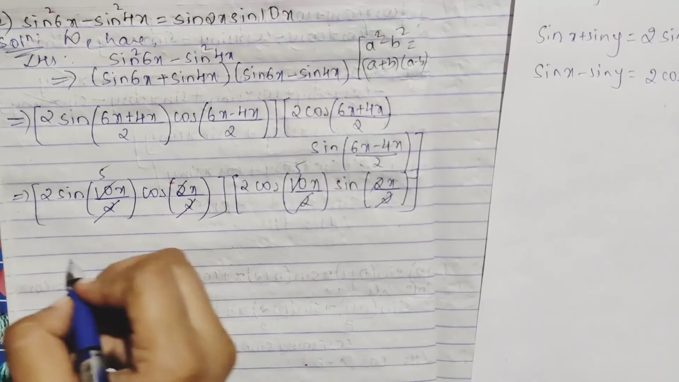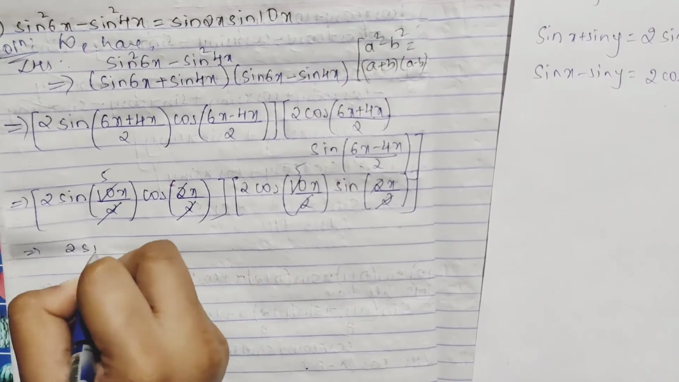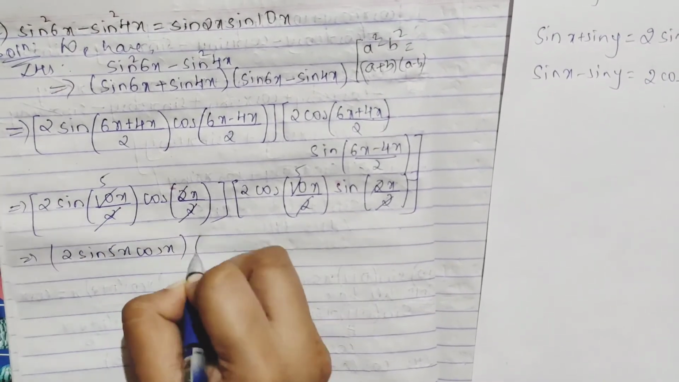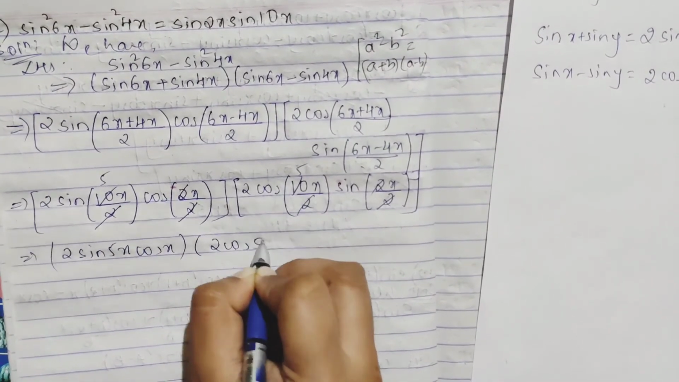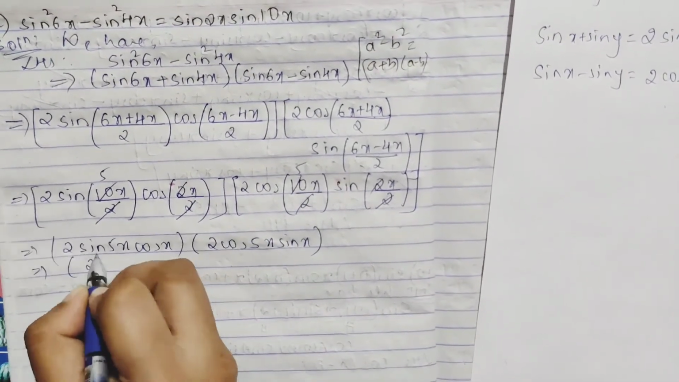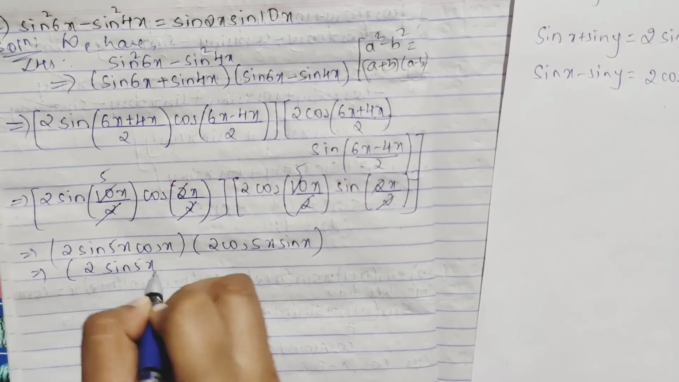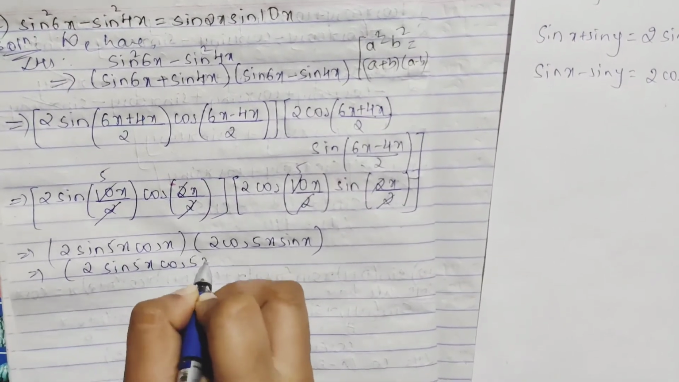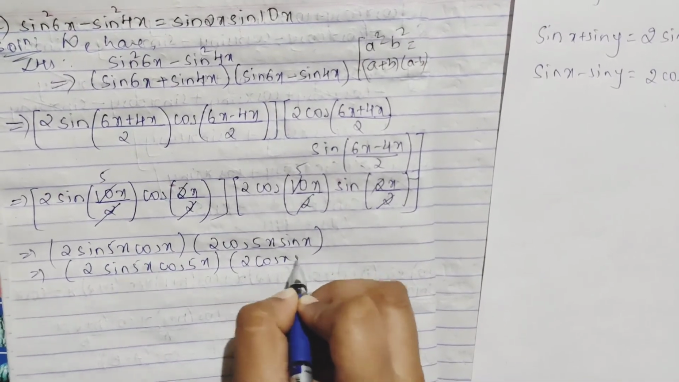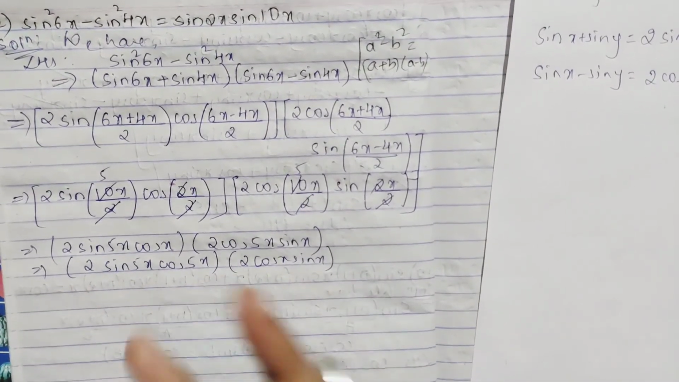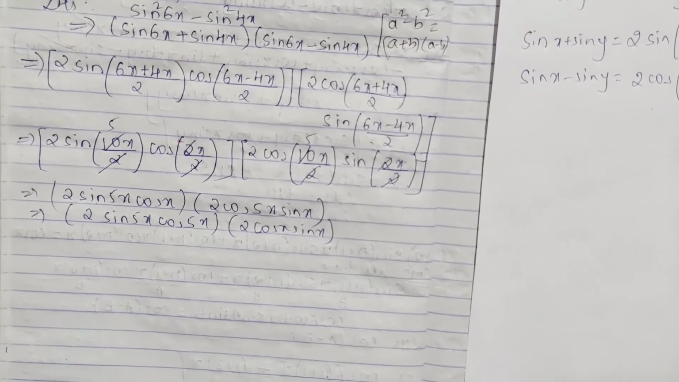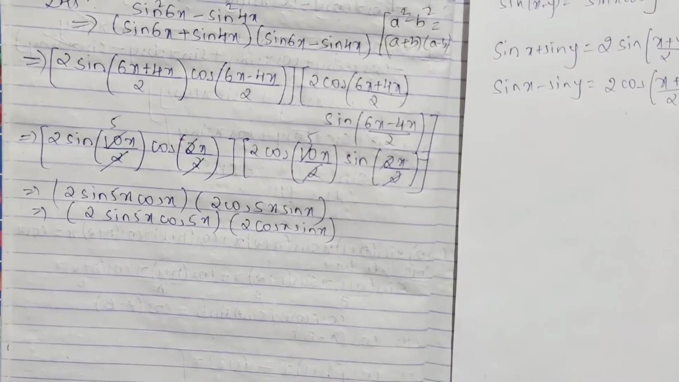So I'll get 2 sin 5x cos x as one part. Here I get 2 cos 5x sin x as one part. So I can write it as 2 sin 5x cos 5x in one group, and again 2 cos x sin x. Multiplication, however I can group it up.